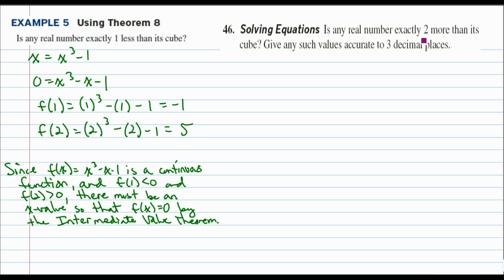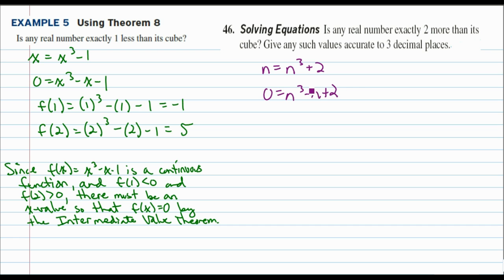Number 46 adds on a little bit of a challenge. Is any real number exactly 2 more than its cube? And we actually have to find such a value accurate to 3 decimal places. Not too much of a challenge, but not bad. So we're going to call this number n, and it's going to be n cubed plus 2, 2 more than its cube. So I'll set that equal to 0.